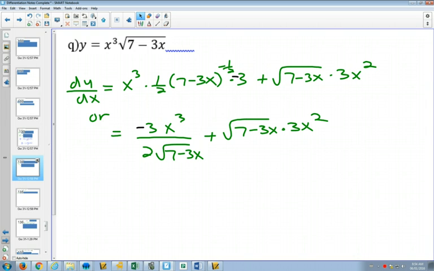so what I did with simplifying this 7 minus 3x to the negative a half, well, negative half moves it to the bottom of a fraction, and a half makes it a square root. So that's how that negative a half ended up on the bottom of the square root there.